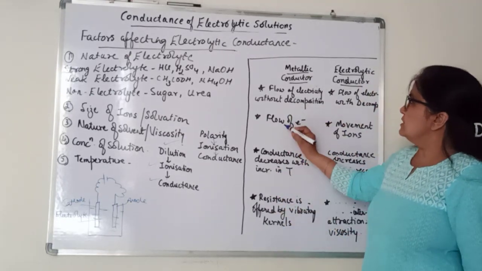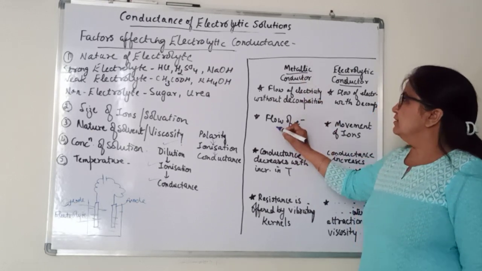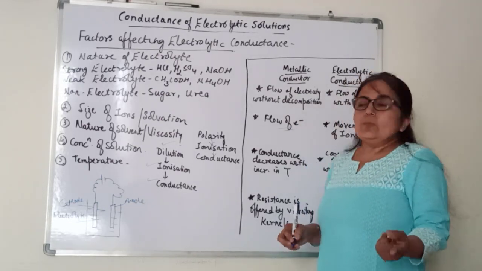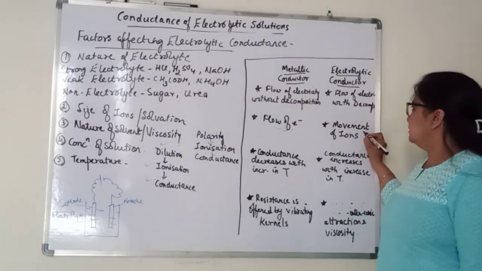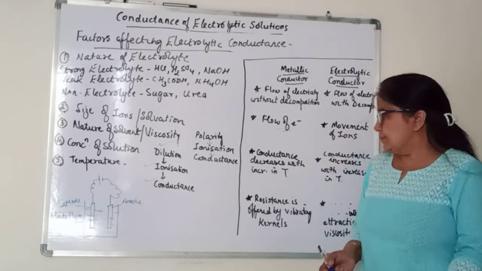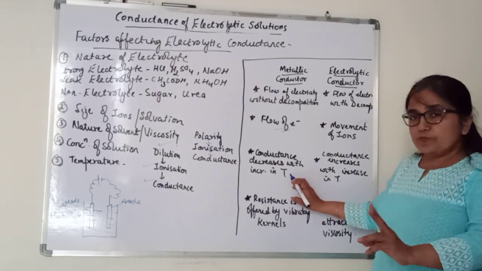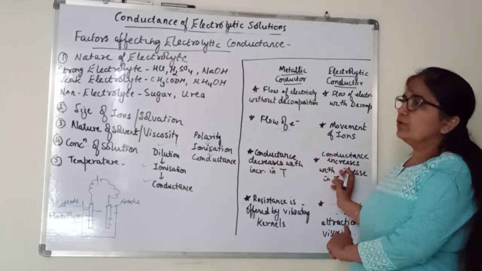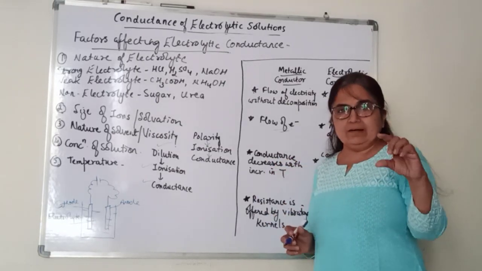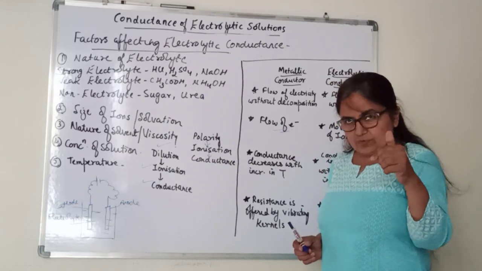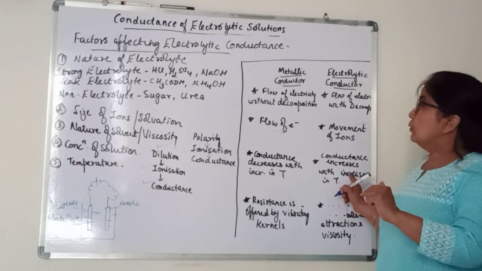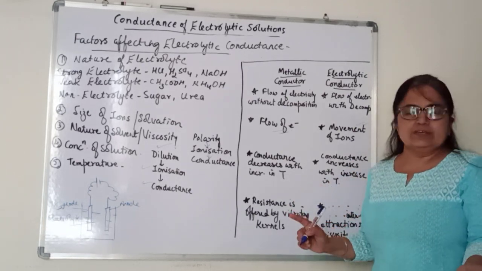The second difference is that in the metallic conductor, the flow of electricity is because of the flow of electrons. Whereas in the electrolytic conductor, it is because of the movement of ions. Ions carry the electricity. Next, the difference between the two is that, I think for electrolytic we have already discussed, conductance decreases with increase in temperature in a metal. The metal wire gets heated up, and the conductance will be less. Whereas here it increases because with the temperature the ionization increases.